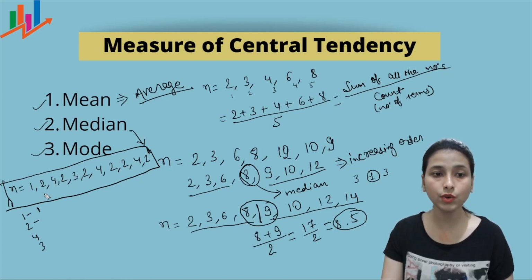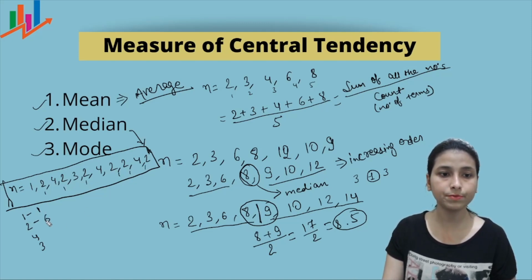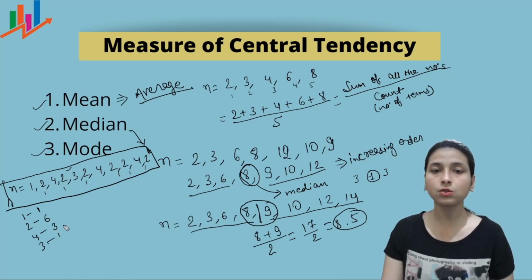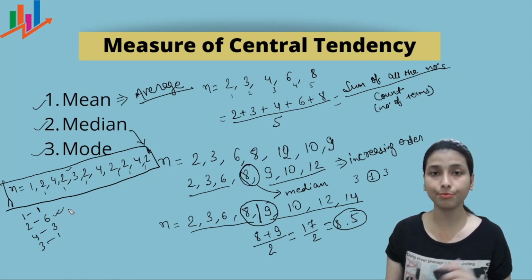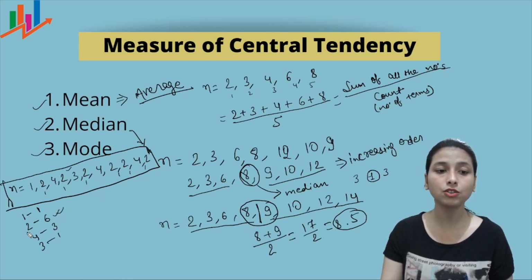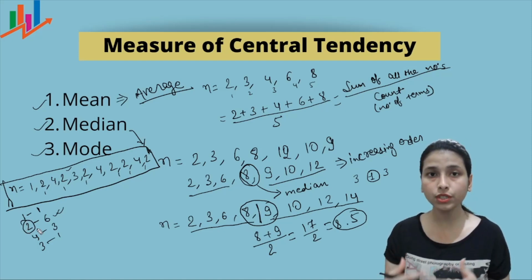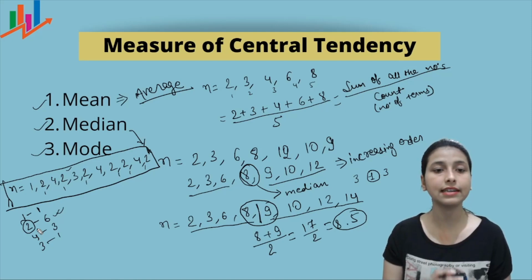After that, this 2 is present 1, 2, 3, 4, 5 and 6. This 2 is present 6 times. This 3 is also present one time, as we can see here, and this 4 is present 1, 2, 3 times. Alright, so clearly you can see that this 2 is repeated the maximum number of times. So for this data set, this 2 will be the mode. Mode means the most frequently occurring element in the data set.